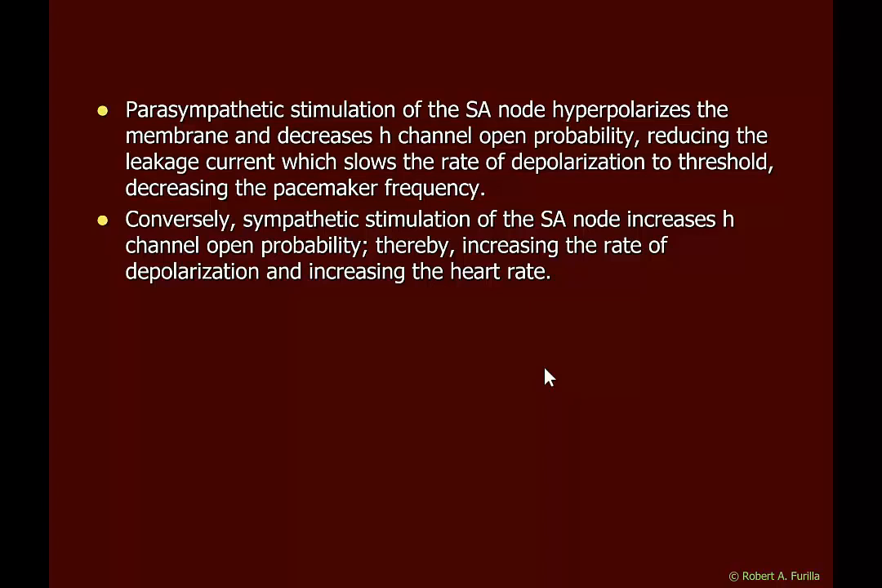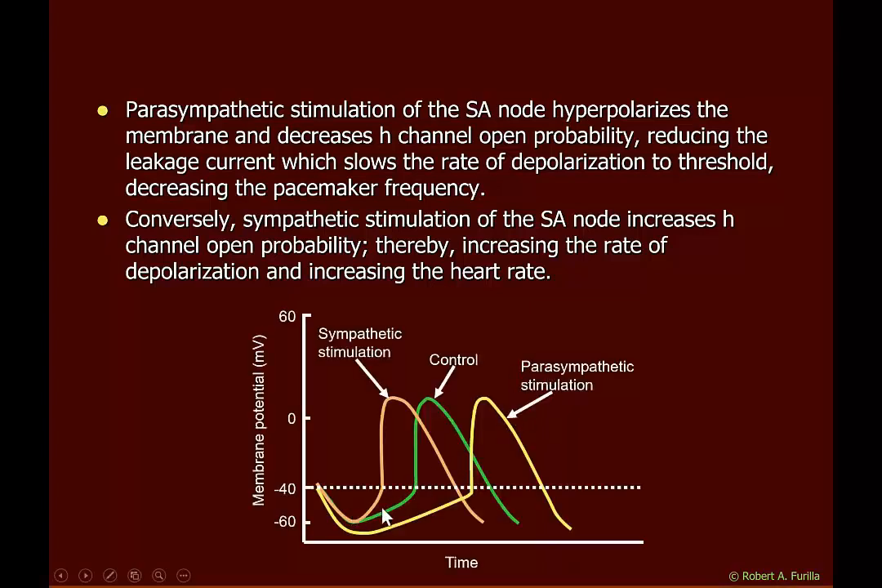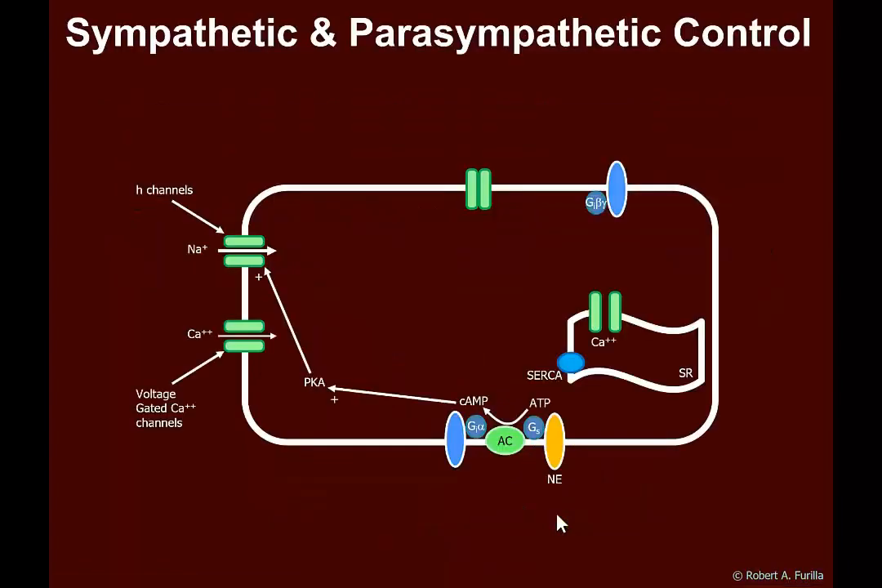increasing the heart rate. And in this little diagram we can see the middle one here in green is the control. We see a gradual increase in depolarization, threshold is reached, we have an action potential. Sympathetic stimulation causes a more rapid increase to threshold, causing the beat to come more quickly. And the parasympathetic stimulation does two things: it hyperpolarizes the membrane and slows down the rate of depolarization so the next beat comes later. So how does that work intracellularly?